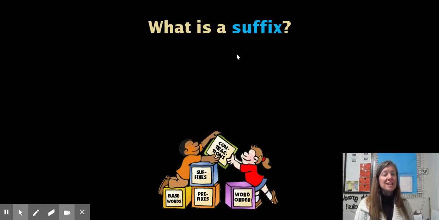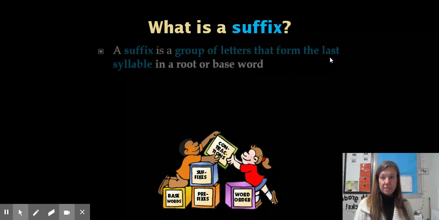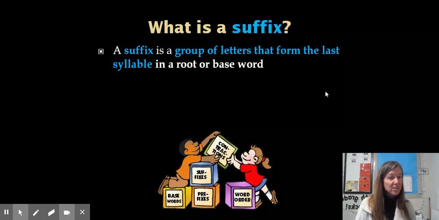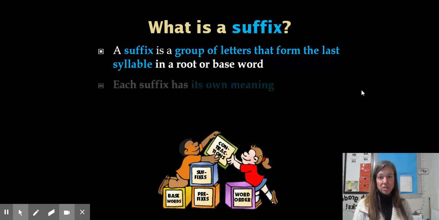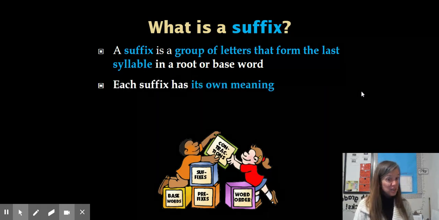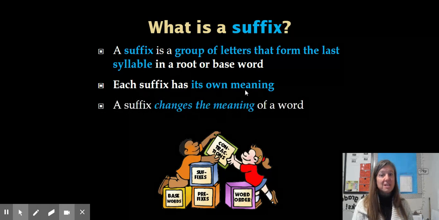Nice. Okay, let's take a look at suffixes. Prefixes are at the beginning, suffixes are at the end. So a suffix is a group of letters that form the last syllable in a root or base word. Each suffix has its own meaning as well. A suffix changes the meaning of the word.